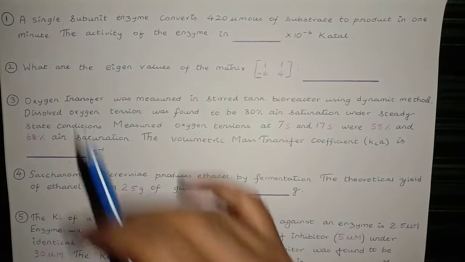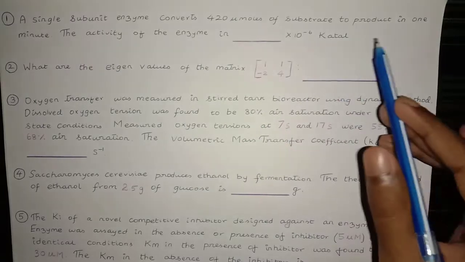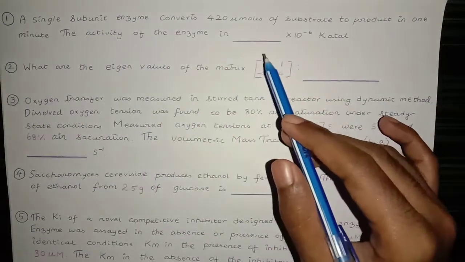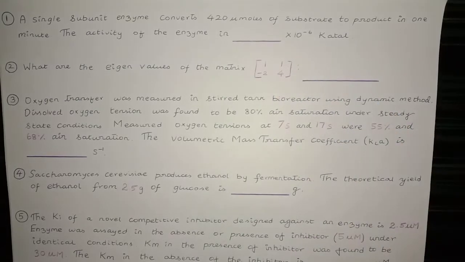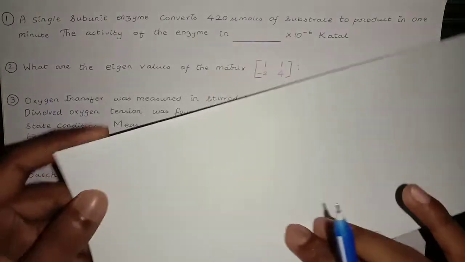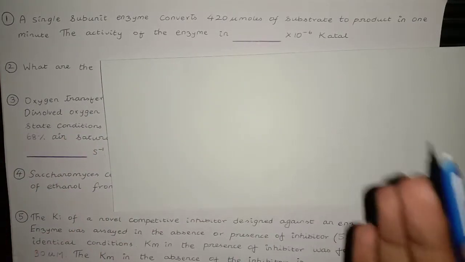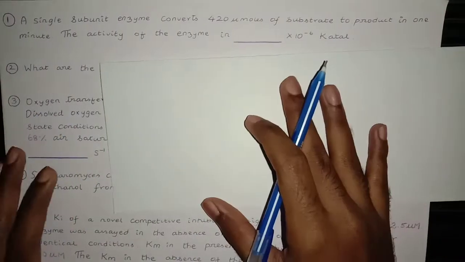Question 1. A single subunit enzyme converts 420 micromoles of substrate to product in 1 minute. The activity of the enzyme in 10 raised to the power negative 6 katal is dash. So we start with the formula and substitute the data in the formula and arrive at the required answer.